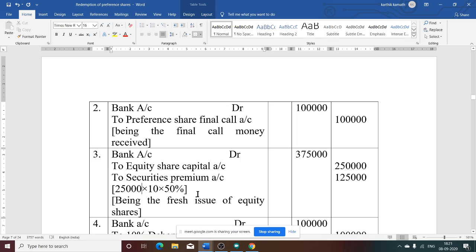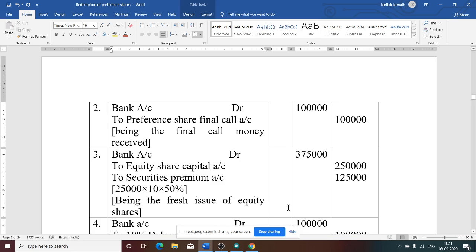2,50,000 into 50% premium, you will get 1,25,000 as your premium. So total money received by the bank is 3,75,000 including the premium. So being fresh issue of equity share for the purpose of redemption. That is third journal entry.